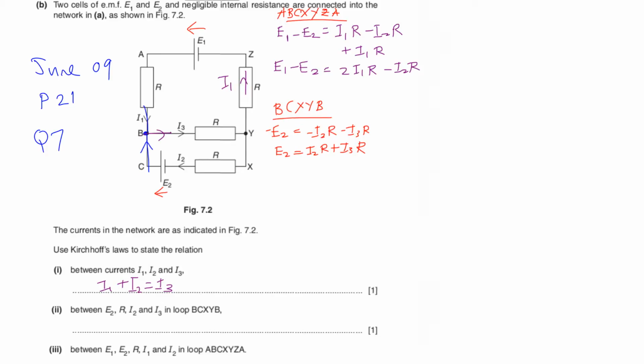Alright, next one, for the second one, BCXYB. So when you go from B to C to X to Y to B, which is moving anti-clockwise, when we pass through this cell, is our travel opposite or the same direction as the EMF, Abigail? This part, travel and EMF, same or opposite? So it should be positive or negative? So negative E2, right? So the answer is negative E2.